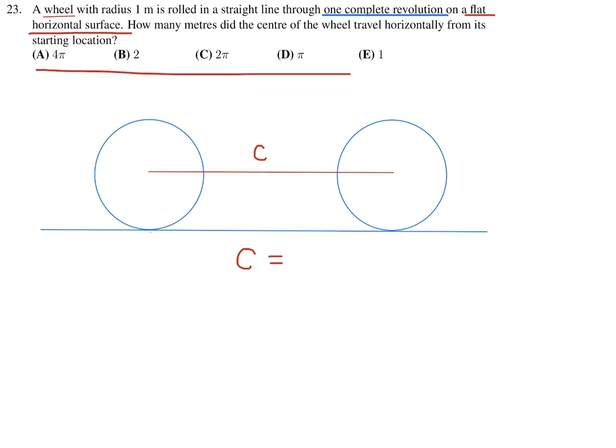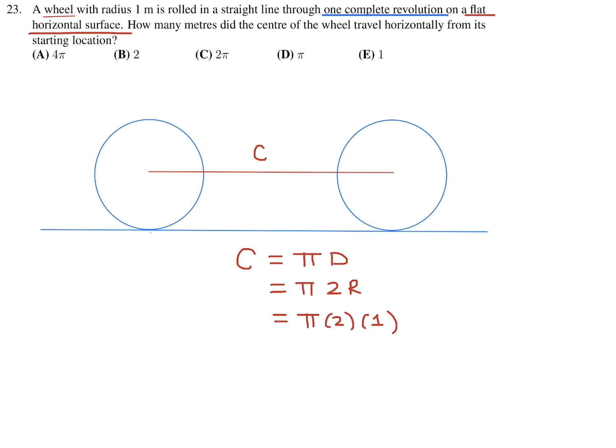But those are not represented in the answer choices. We want an actual numerical value. The circumference is how far this circle will travel. Well, we know that the circumference is equal to pi times diameter. Diameter is 2 times the radius. And the radius they give you is 1. So there you go, 2 pi. And that's it for number 23. They gave you a little bit of a break on number 23. So the answer is C.